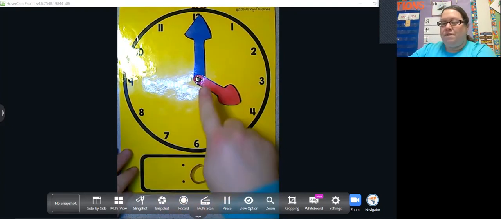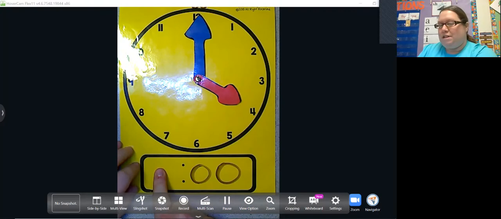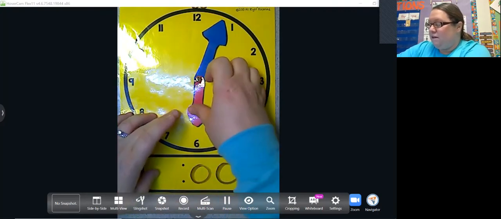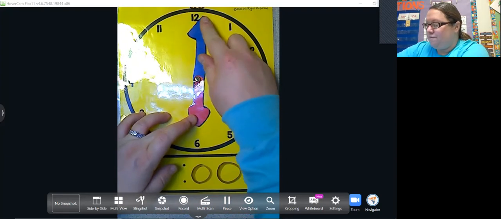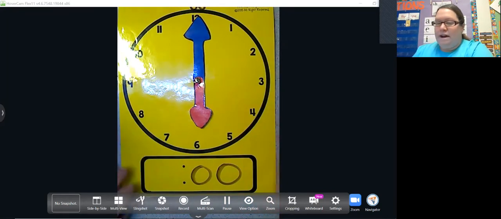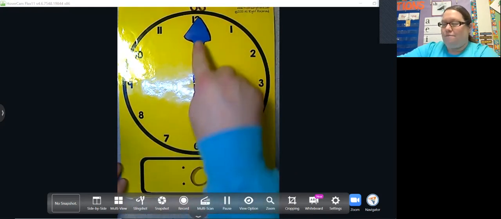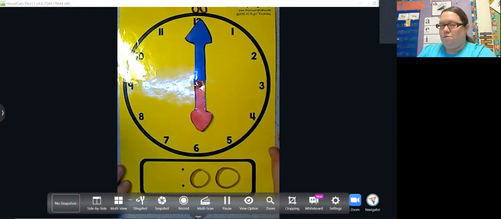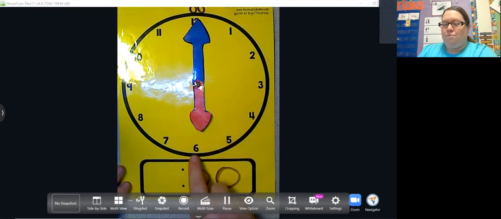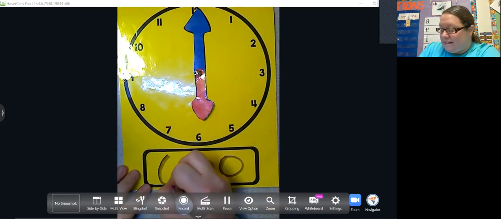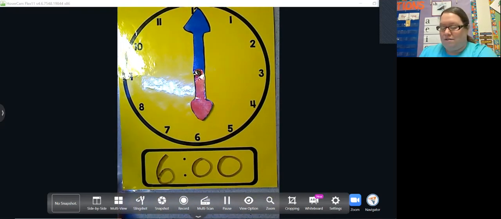And I'm going to move this first, and then we're going to guess what time it is to write it. So I'm going to move this. Here, let's do a tricky one. Now both my arrows are just lined up, okay? I have my blue one on 0, 0 or the 12, and I have my red one pointing to what number? Yes, the 6. So we're going to write 6 o'clock.